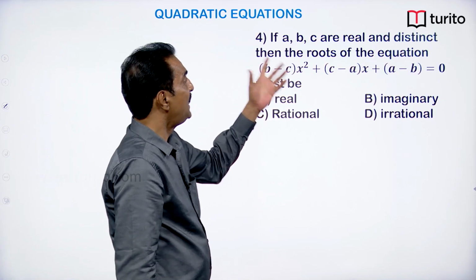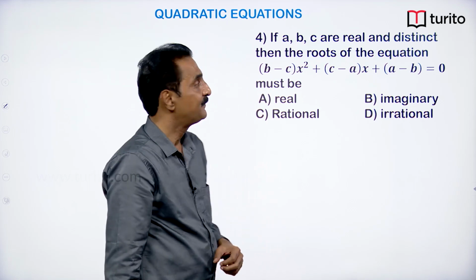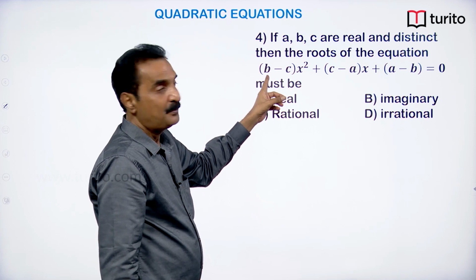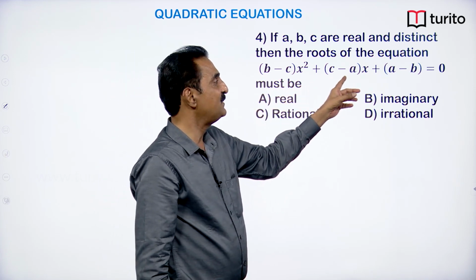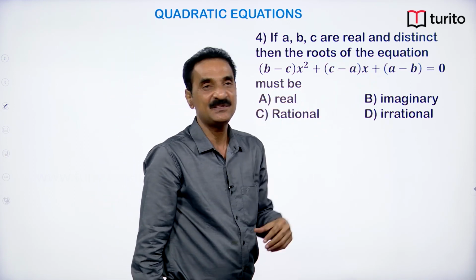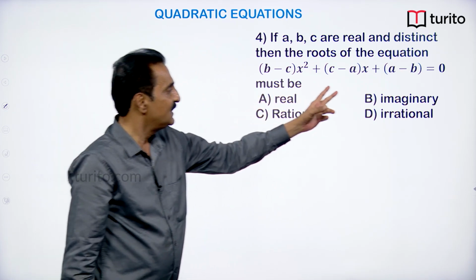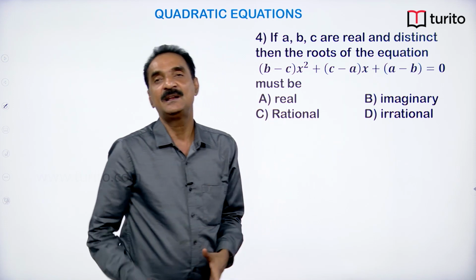Next question. If a, b, c are real and distinct, then the roots of the equation (b minus c) x square plus (c minus a) x plus (a minus b) is equal to 0 must be: real, imaginary, rational, irrational.